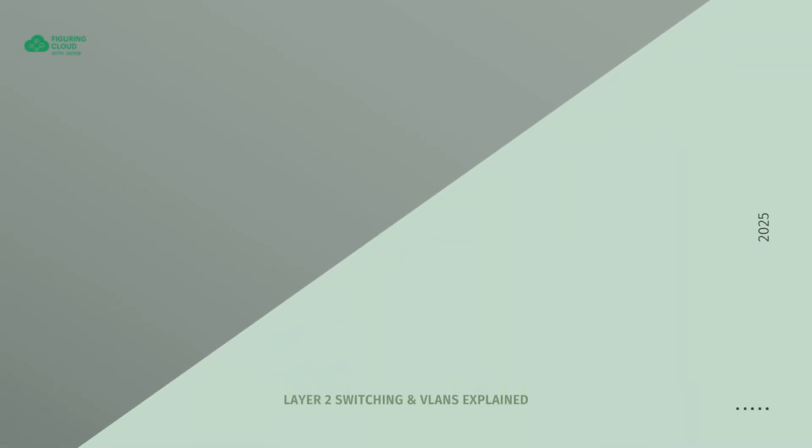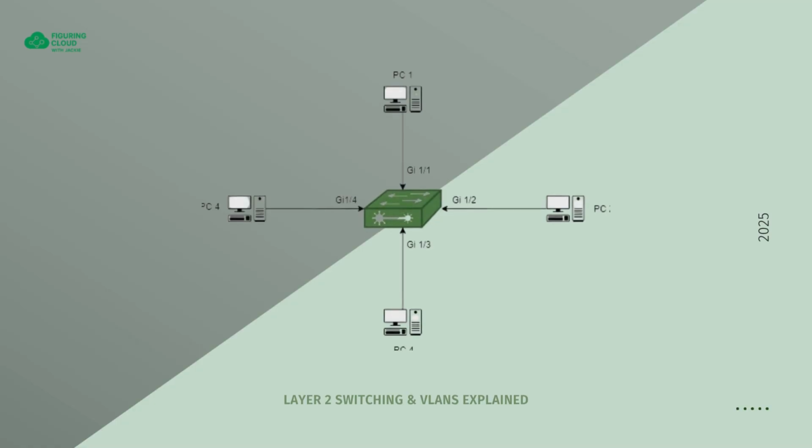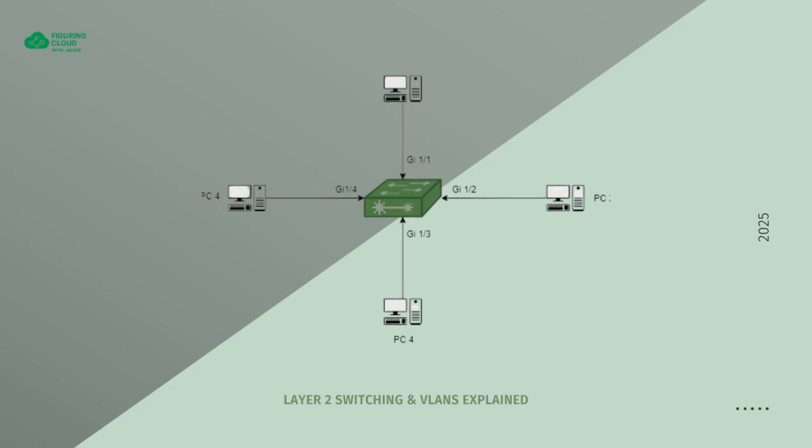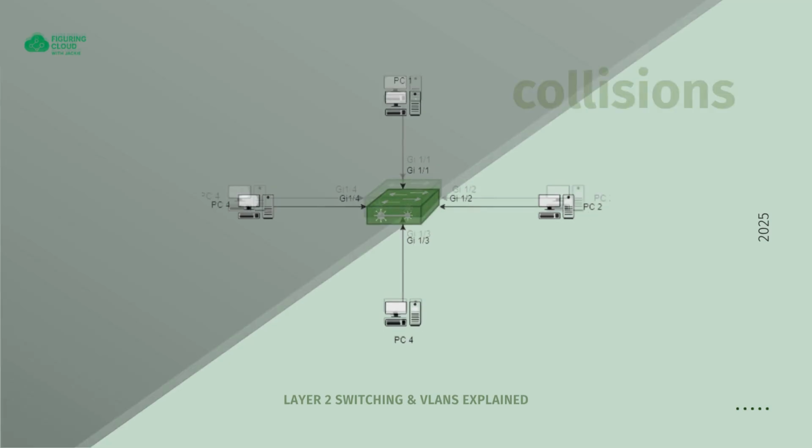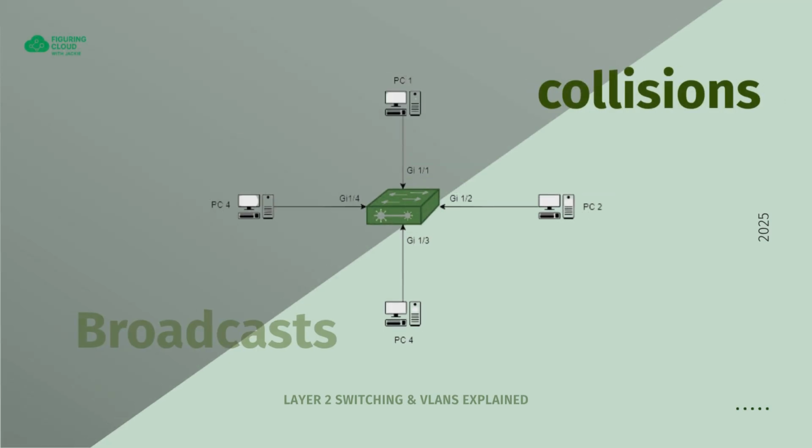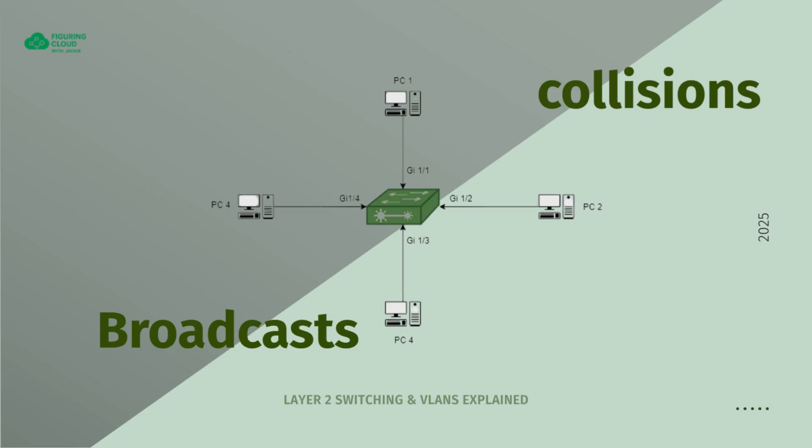In this video, we are going to zoom in on layer 2 switching. This is the foundation of how devices communicate in a local area network. By the end of this video, you'll understand key concepts like collision domains, broadcast domains, how switches use MAC addresses, VLANs, and why VLANs are so powerful. So, yeah, let's dive in.